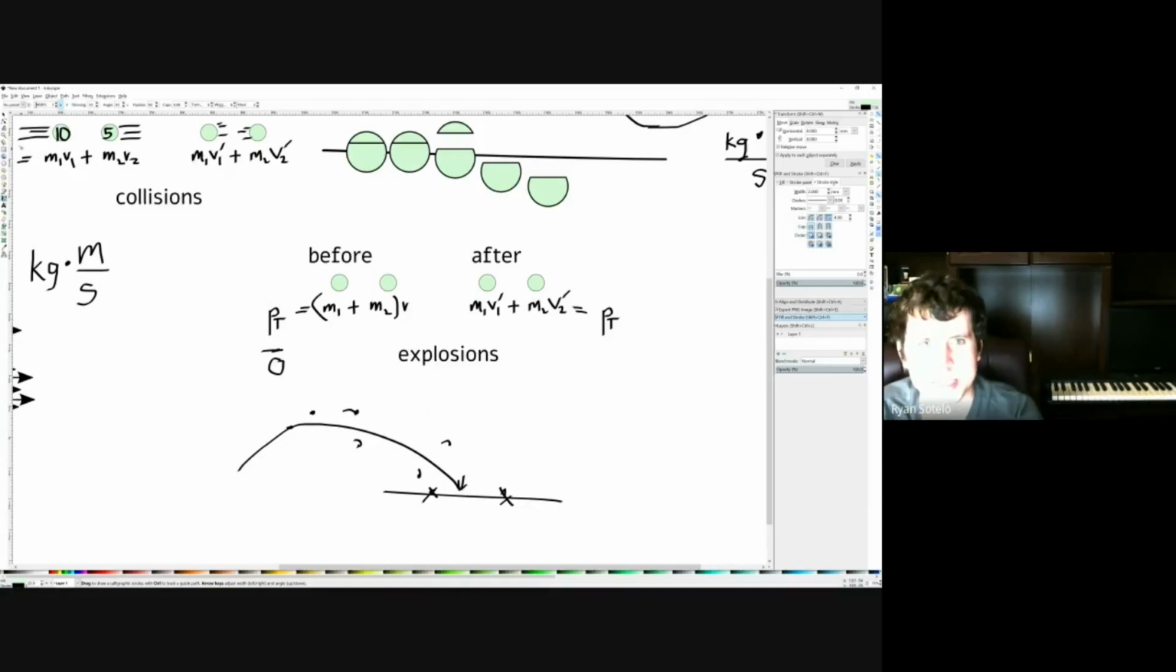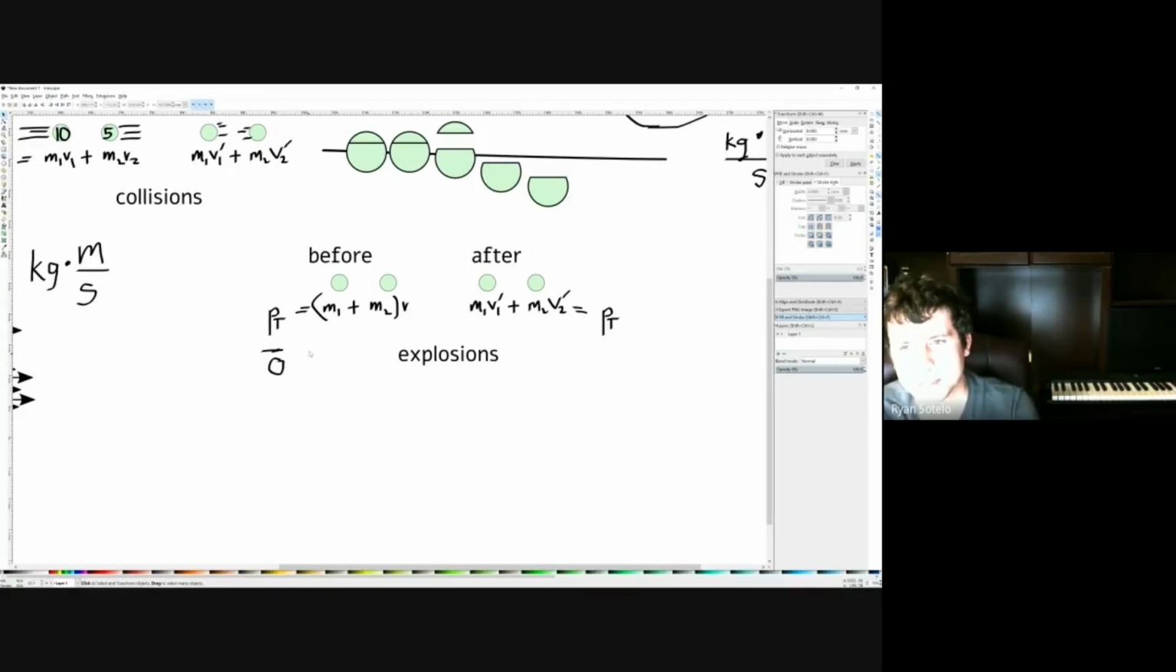So we could do a problem like that. Let's say you've got something standing still, so it has zero velocity. Let's say you've got a 4 kilogram mass and a 10 kilogram mass, and they're not moving, and then they explode. The 10 kilogram mass, you now know, is moving to the right at 5 meters per second. So what velocity would the 4 kilogram mass be moving with?